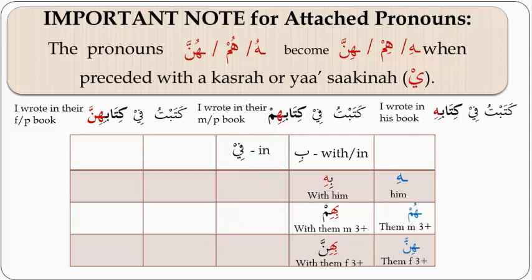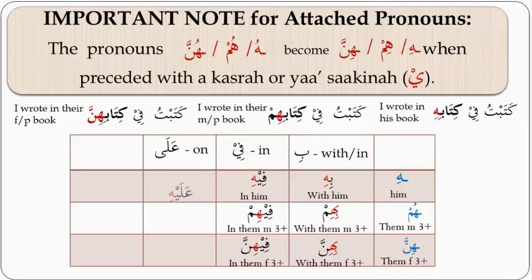Now let us see with fi. This is one of the examples with ya with the sukun. We know fi means in. So we have fihi. It's not fihu. Fihi means in him. Same thing with the hum. Fihim, in them, masculine, 3 or more. Fihinna, in them, feminine, 3 or more. Let us take another pronoun, inshallah.